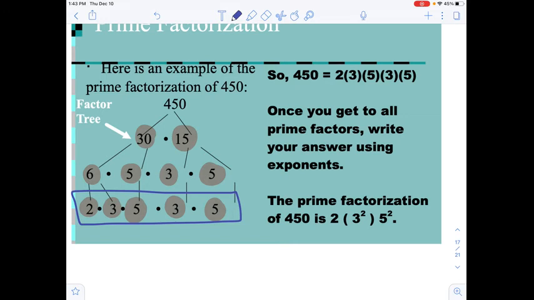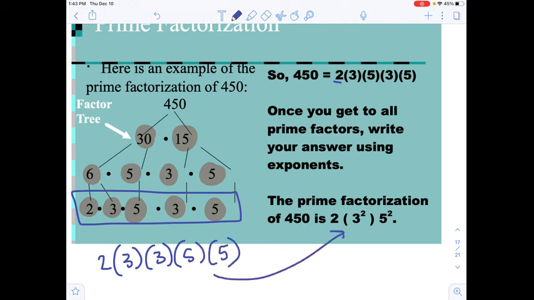So once we get it broken down into all prime numbers, we're going to write those from least to greatest. So we write this as 2 times 3 times 3 times 5 times 5. And we can actually write that using exponents. So it would be 2, because there's only one 2, 3 squared, because there's two 3s, and 5 squared, because there's two 5s.